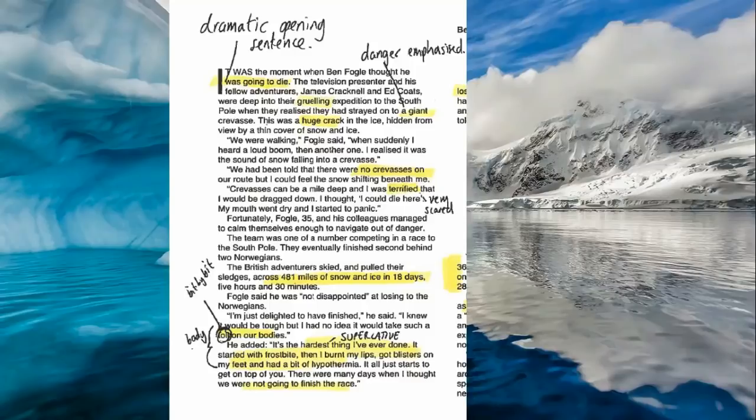Okay, then we talked about the hardest thing, we've talked about that one, and then we almost get a list of things that have gone wrong with Ben Fogle's body. He started off with frostbite, burnt lips, got blisters on his feet, hypothermia. All those things that the writer has purposely listed, all these ailments that add up, sound really bad. And then just the last sentence, it says he doesn't think he was going to finish the race. It was so bad he thought he couldn't continue.